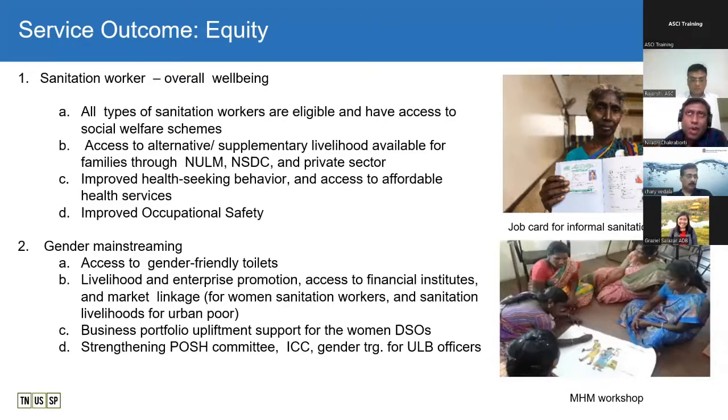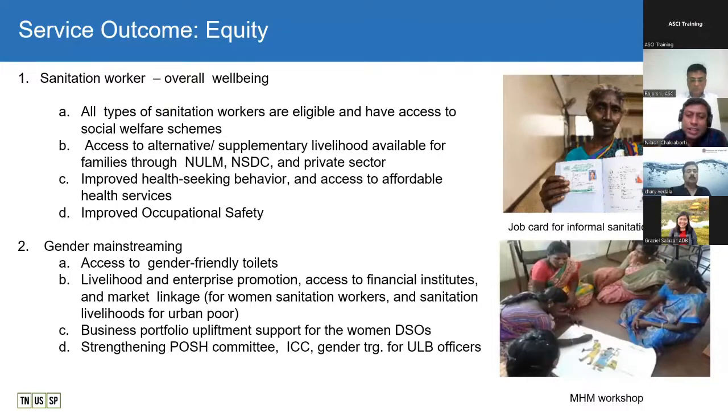Health-seeking behavior, you all know, concerns sanitation workers. For sanitation workers on a regular payroll, they are more or less getting regular health checkups from the ULB side. But we discovered that sanitation workers from the informal sectors are not getting into that purview. So we are collaborating with the local private hospital's CSR wing, and health checkups have been initiated in situ. I mean, it's happening in their slums.